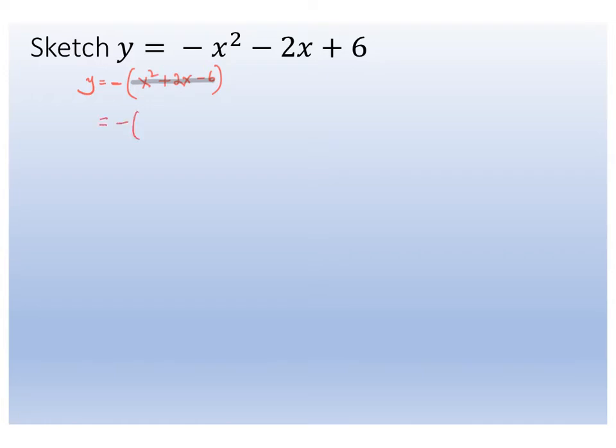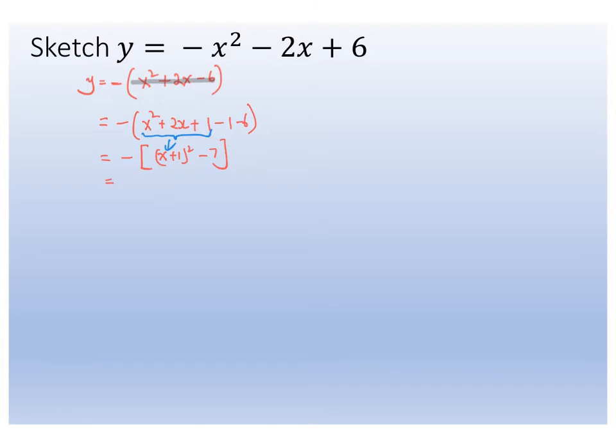So what I need to do is complete the square in this case. It becomes minus x squared plus 2x plus 2 divided by 2 squared. 2 divided by 2 is 1. 1 squared is 1. Minus 1 minus 6. That becomes minus, I'll use a square bracket now, x plus 1 all squared minus 7. Minus 1 minus 6 is minus 7.